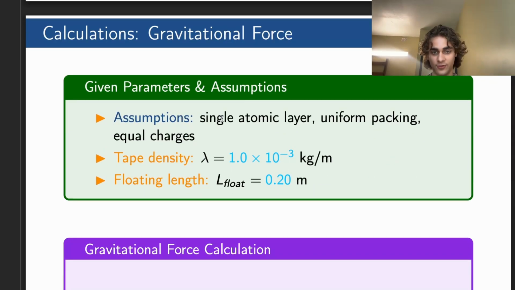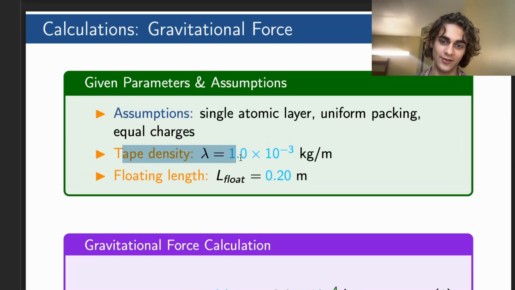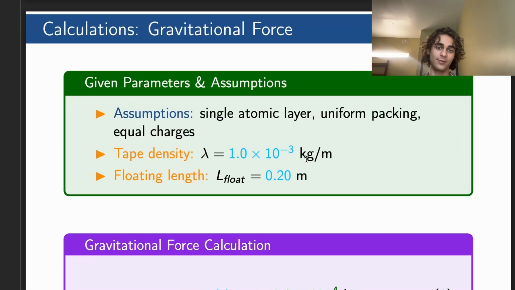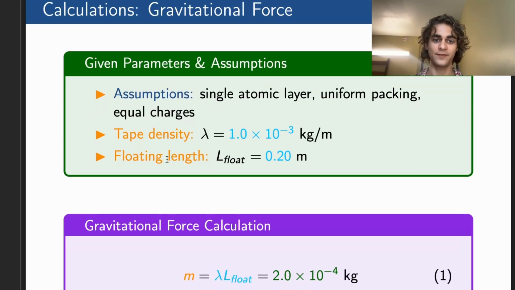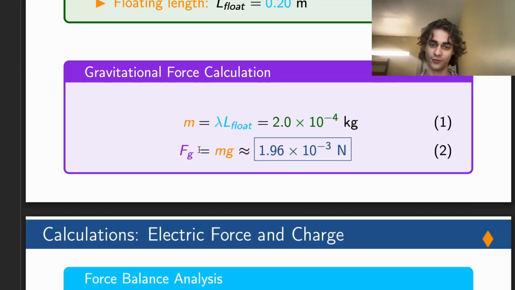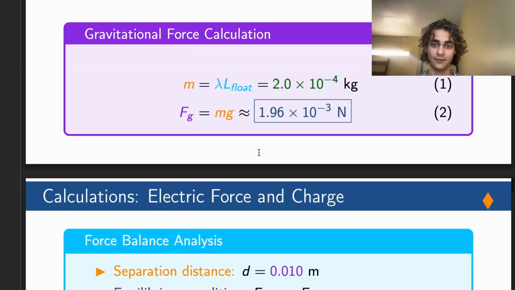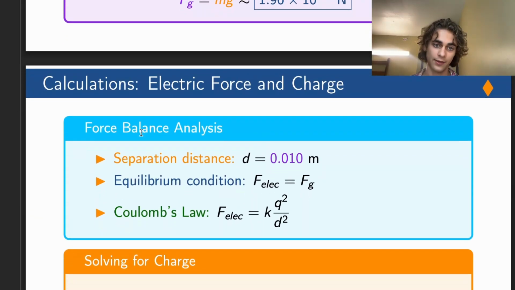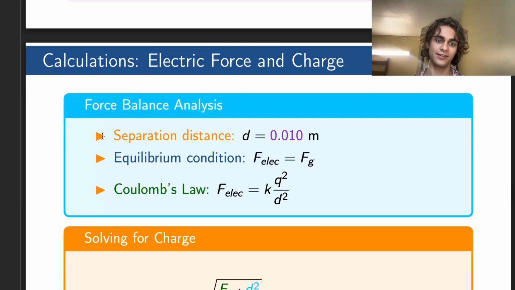Again, some of the assumptions that we're using about the tape itself is that there's only one atomic layer providing any charge, and it's uniformly packed, and that all tapes have equal charges. This is some measurement that we had about the tape to begin with, its density. This is the length of the piece that was actually floating, and we use this to calculate the mass of the tape, and then the force of gravity, which ends up being about 2 times 10 to the negative 3 newtons. It's pretty small.